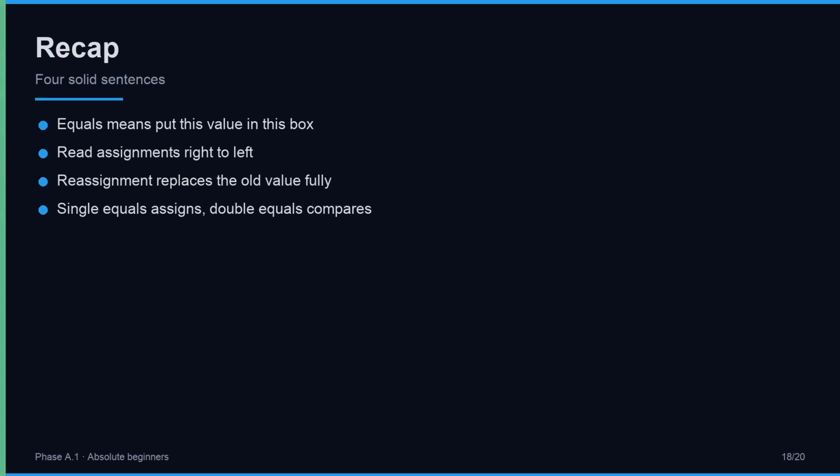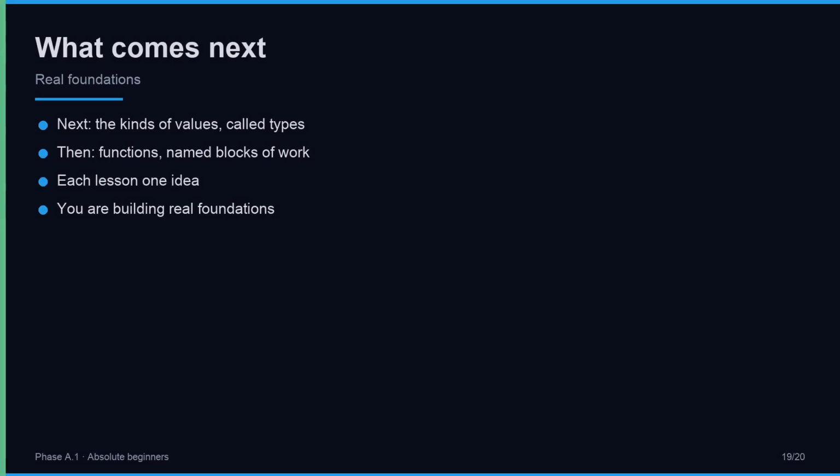Let us hold the whole lesson in one place. The equals sign means put this value into this box. Read every assignment from right to left, value first, destination last. Reassignment puts a new value into an existing box, and the old value is gone for good. And remember that a single equals assigns, while the double equals we meet later compares. If those 4 sentences feel solid, you now understand assignment and reassignment. 4 solid sentences.